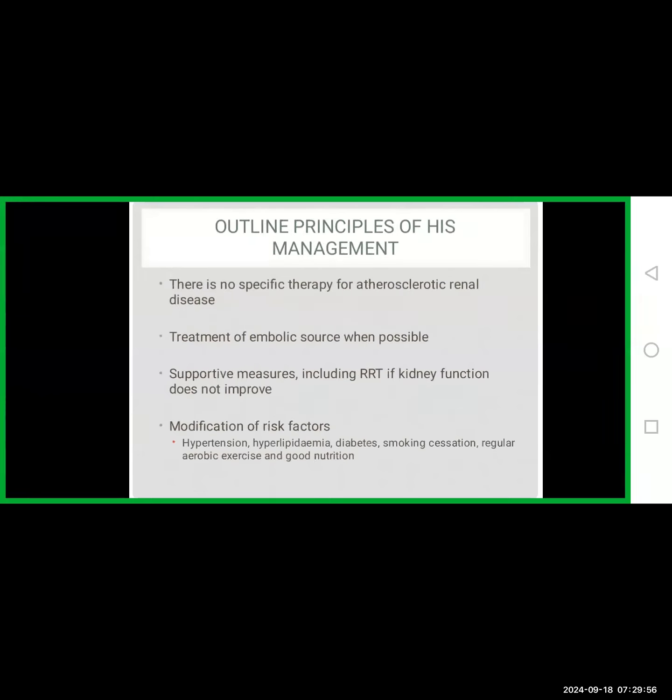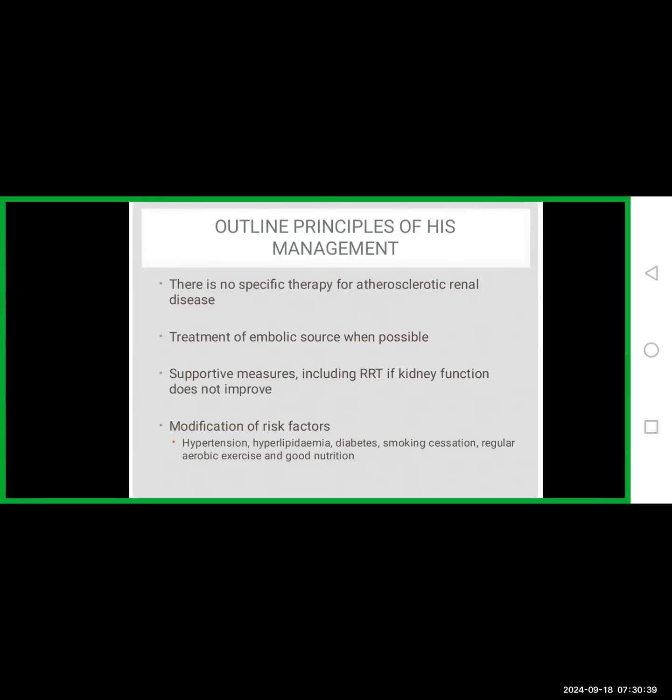To outline principles of its management, there is no specific therapy for atheroembolic renal disease. Treatment involves treating the embolic source if it is identifiable, and supportive measures of monitoring urea and electrolytes, and fluid management, including renal replacement therapy if the kidney function does not improve with time, and also modification of risk factors: hypertension, DM, hyperlipidemia, cessation of smoking, and good nutrition.